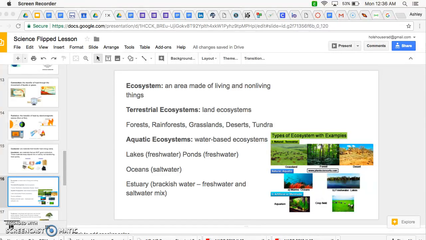Terrestrial ecosystems are land ecosystems. This includes forests, rainforests, grasslands, deserts, and the tundra. Aquatic ecosystems include water-based ecosystems like lakes and ponds. Those are both freshwater. Oceans are saltwater, or marine ecosystems. And estuaries are kind of mixed in. They're brackish water, which means a freshwater and saltwater mix. Usually that's where freshwater rivers run into the ocean. It makes a perfect environment for this ecosystem and the things within it to survive and thrive.